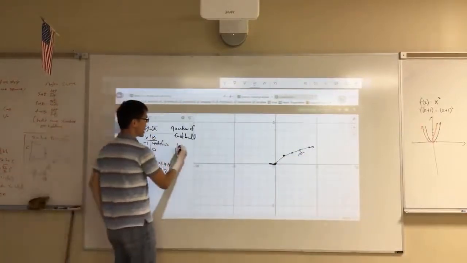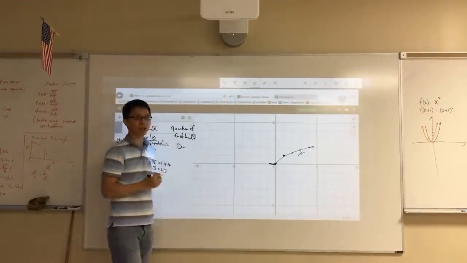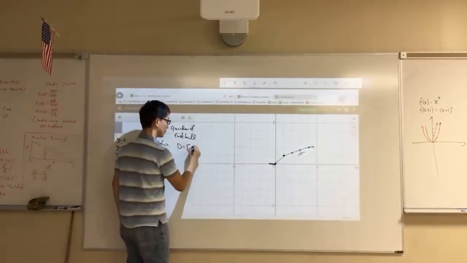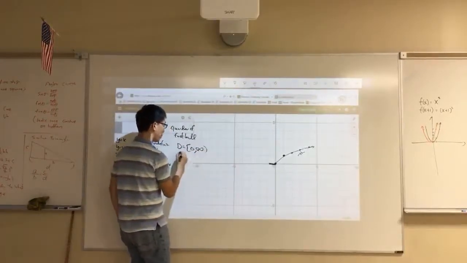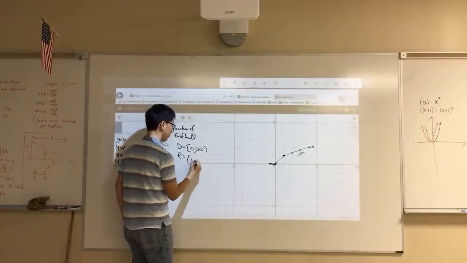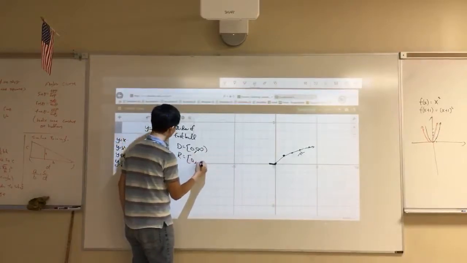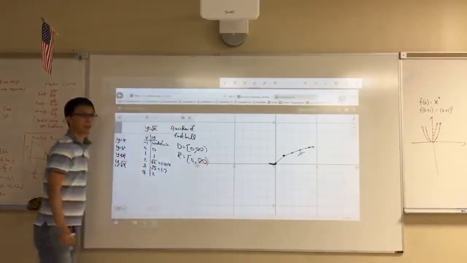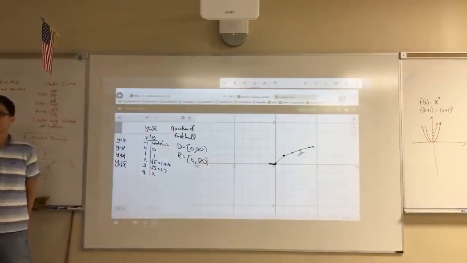There's a domain in this function. What is the domain of this function? 0 to 1 point something. Perfect. What about the range? 0 to 1 point something. Now, there's no vertex here because it doesn't go up and down.